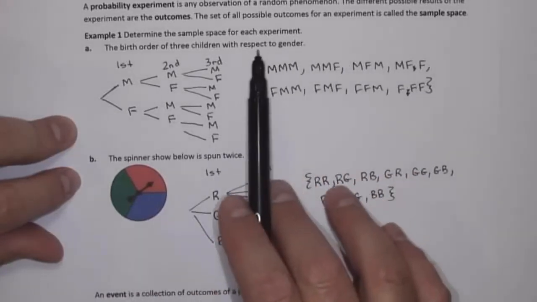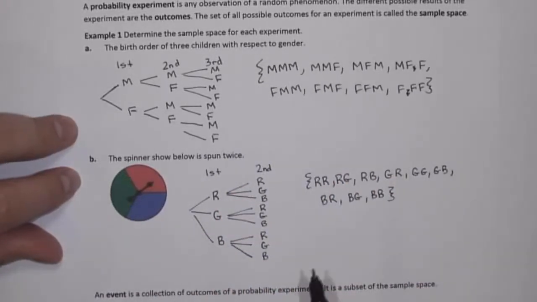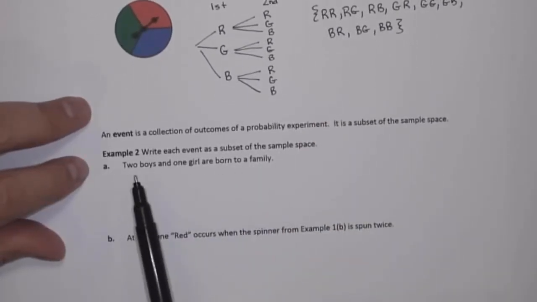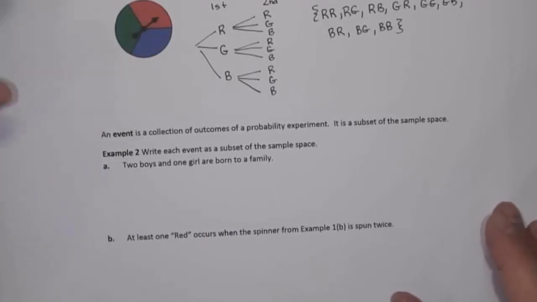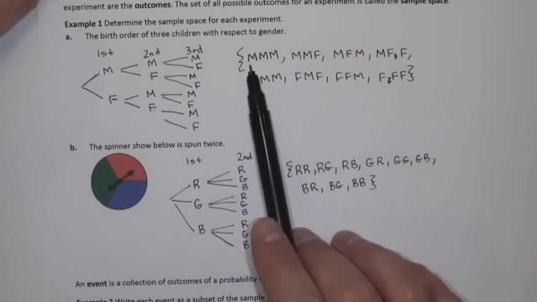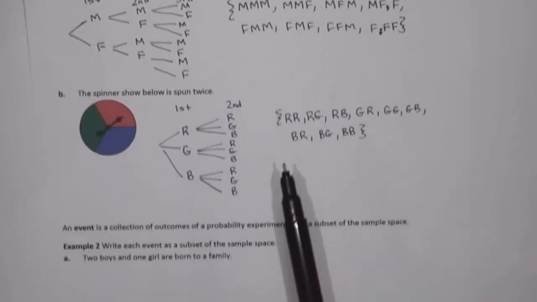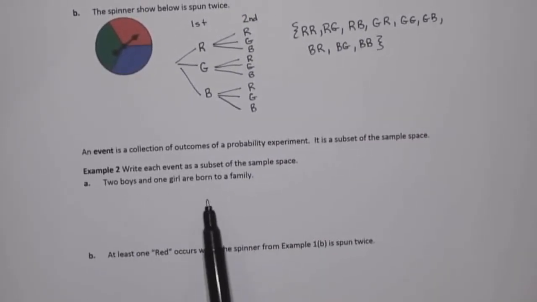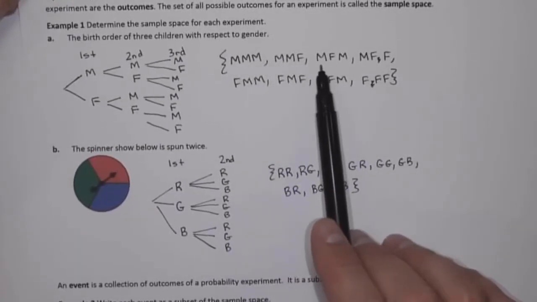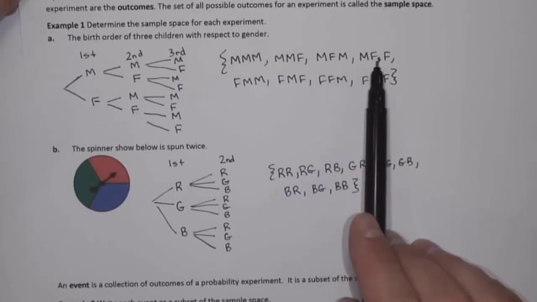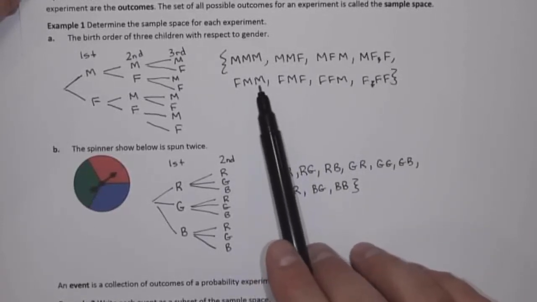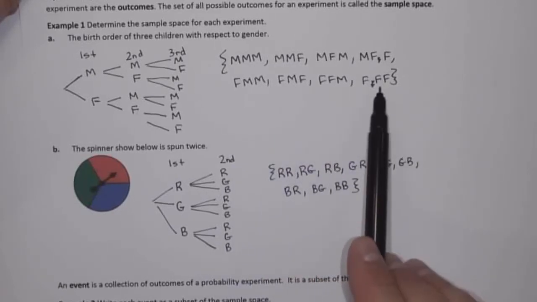So here was our sample space. This was all of the possible outcomes. And so in question A, we have the event that we get 2 boys and 1 girl. So 2 males and 1 female. Well, this is all males. This is not an outcome that we're looking for here. So here is 2 males and a female. Here's 2 males and a female. That's 1 male and 2 females, so that doesn't work. Here's 2 males and a female. That's all females.